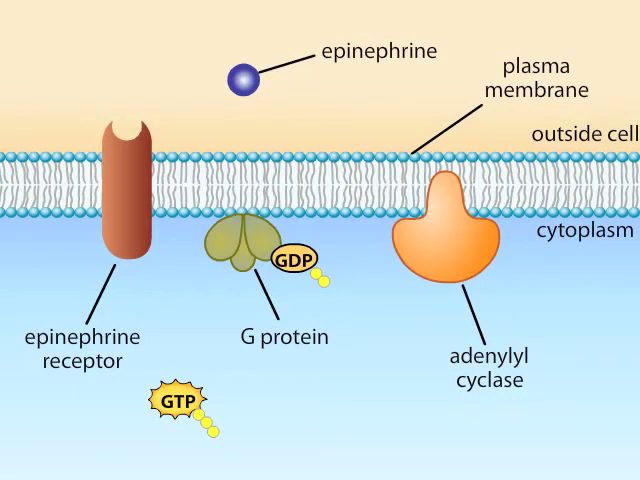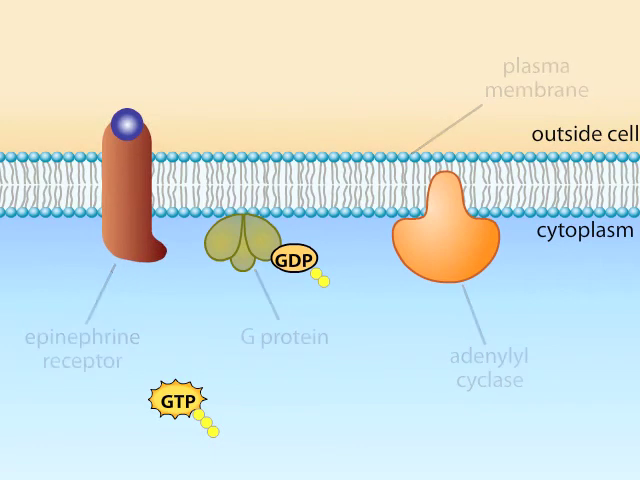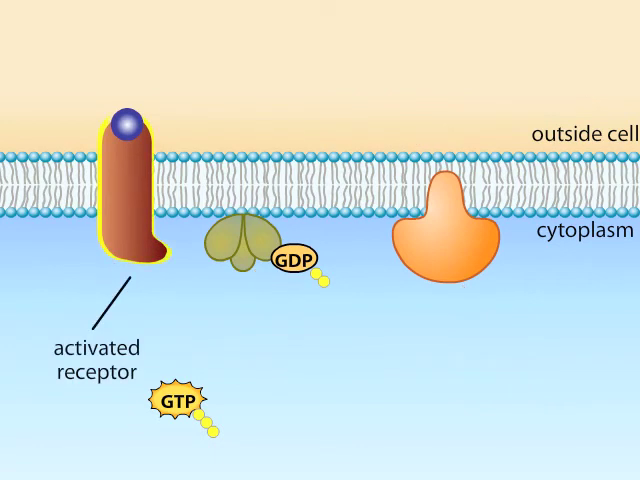The first step in epinephrine signaling occurs when the hormone binds to an epinephrine receptor on the cell surface. The hormone triggers the receptor to change shape, converting the receptor to its active form. The activated receptor triggers a cascade of events within the cell, beginning with the activation of a G protein.